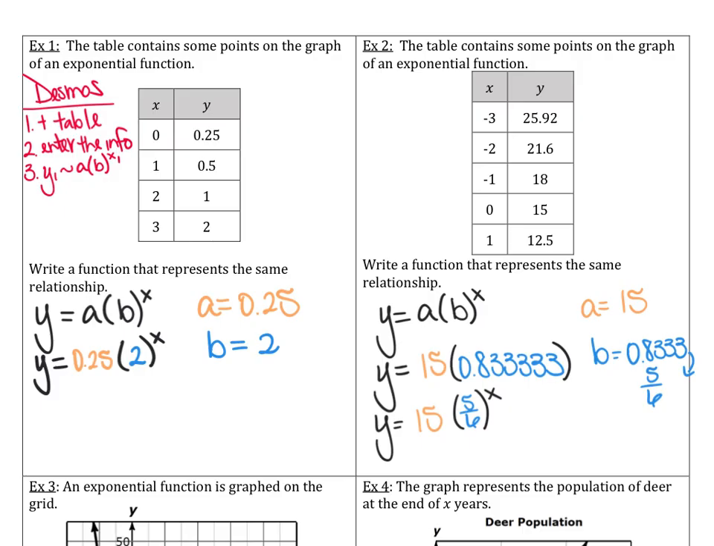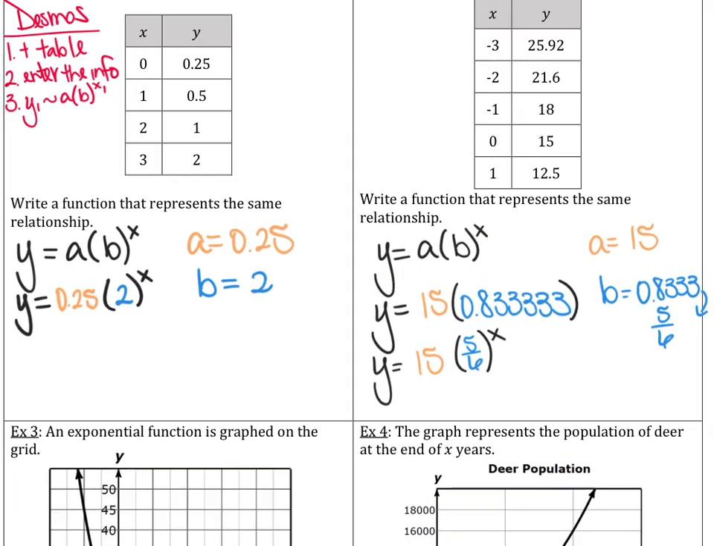All right, how did you do? You should have gotten A is equal to 15 and B is equal to 0.833333, which when you convert it to a fraction is 5/6. So when I rewrote it in my final answer, I put that y is equal to 15 times 5/6 to the x power.